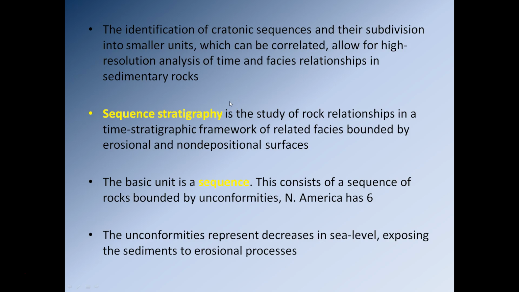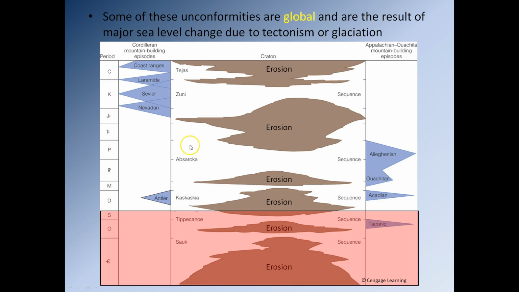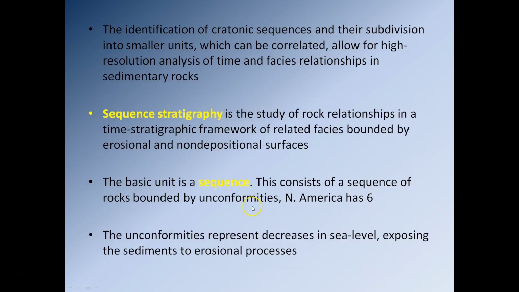And it's the study of rock relationships in a time stratigraphic framework of related facies bounded by erosional and non-depositional surfaces. So essentially within the rock record we have these 6 sequences, the ones we spoke about, the Sauk, Tippecanoe, Kaskaskia, Absaroka, Zuni, and Tejas. And within them there are obviously going to be smaller cycles which will also have erosional boundaries at the top and the bottom, and we'll use those as well. And we use these units, these formations, to do sequence stratigraphy that can, in some cases, allow us to tie up rocks on the east coast to rocks on the west coast.